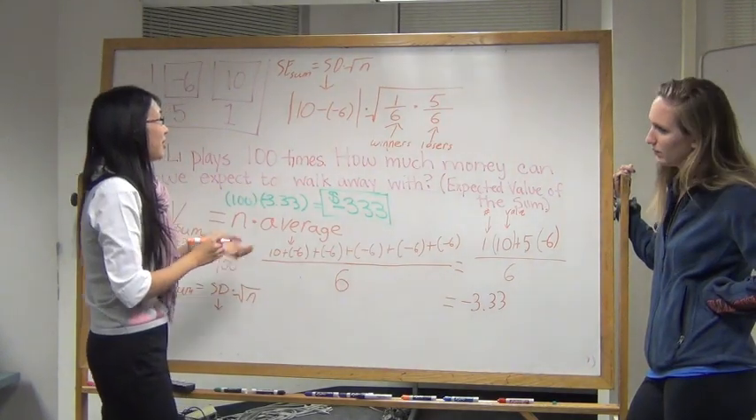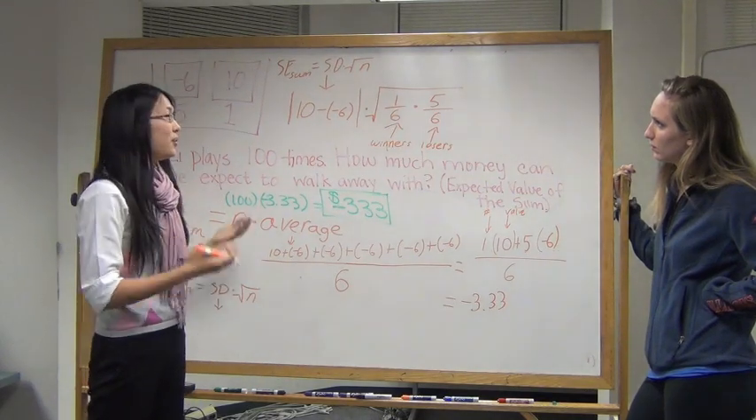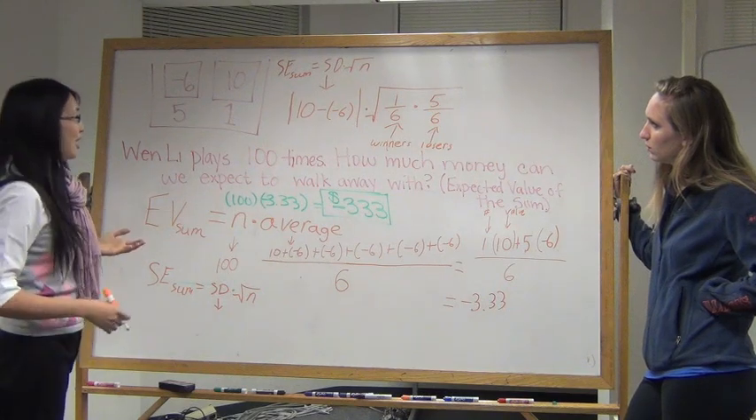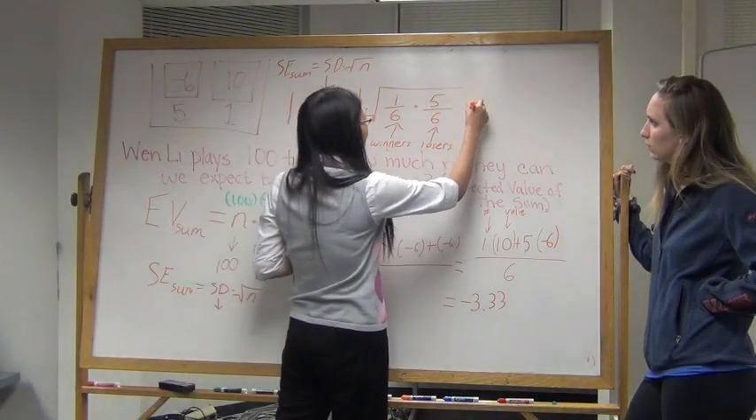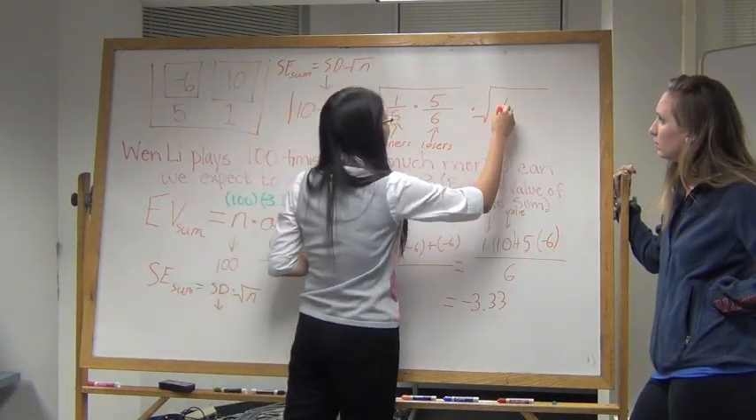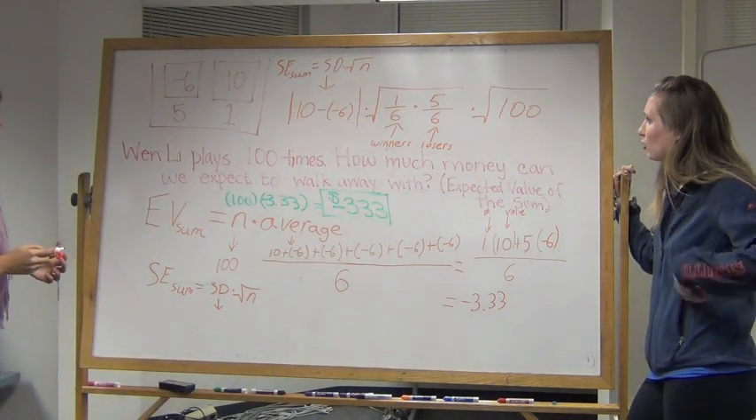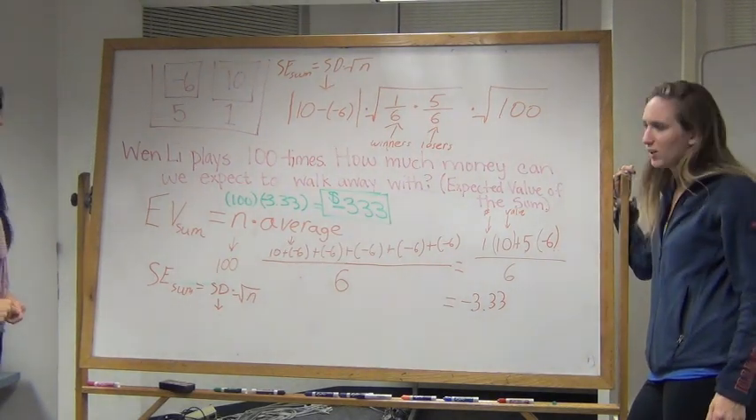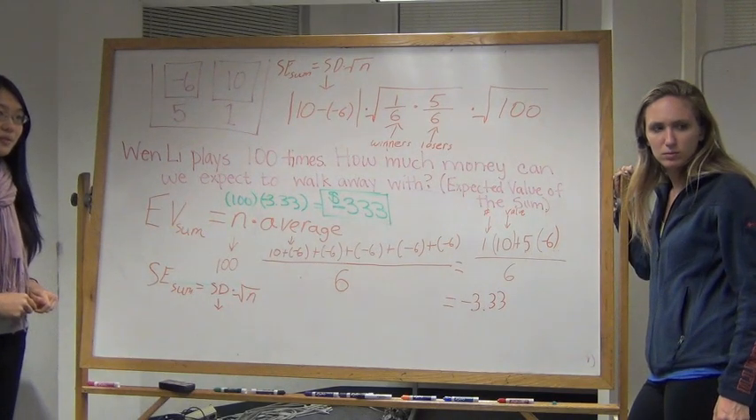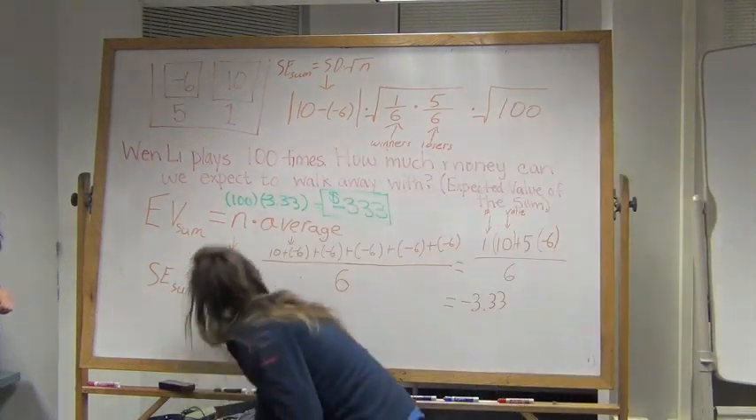But we're not quite finished figuring out how to get the SE sum. We're forgetting to multiply by the square root of N. And remember that N is the number of times I'm playing this game. So I'm playing this game 100 times, right? So I'll put N as 100 right here. And that'll do it. So what does that come out to be? Is there a calculator in the audience? I think the square root of 1/6 times 5/6 is 0.37.